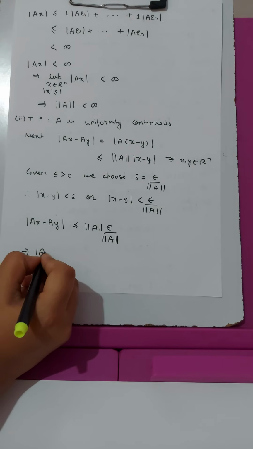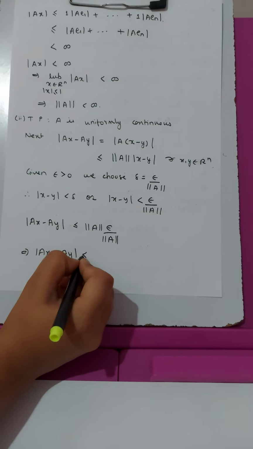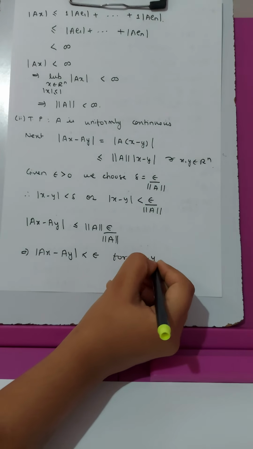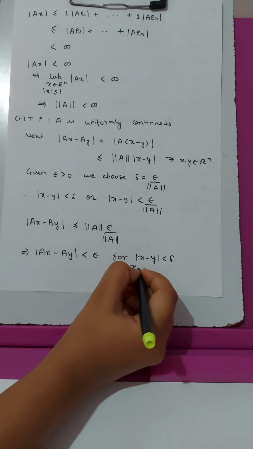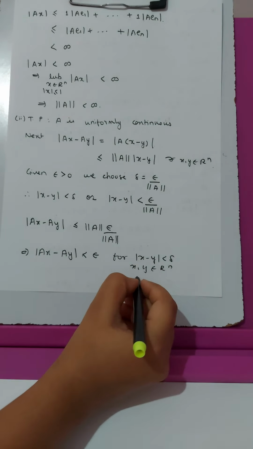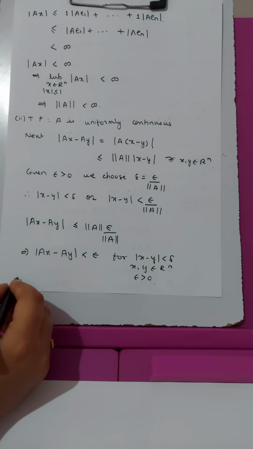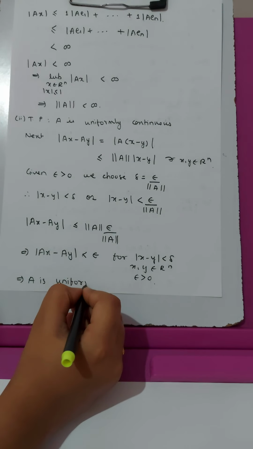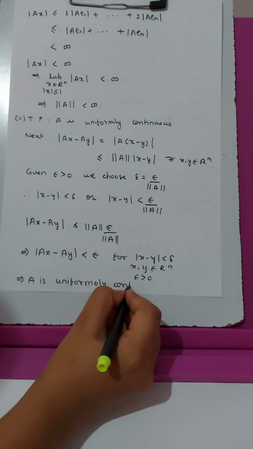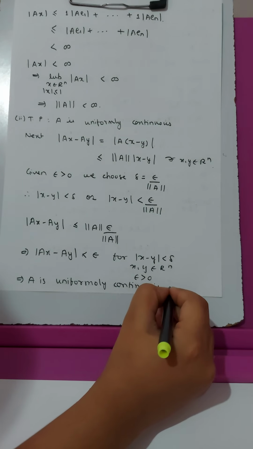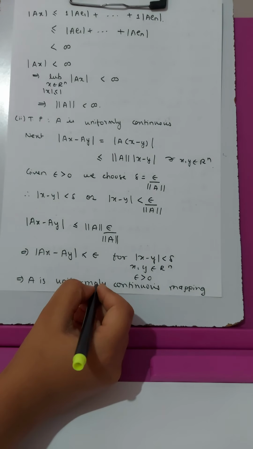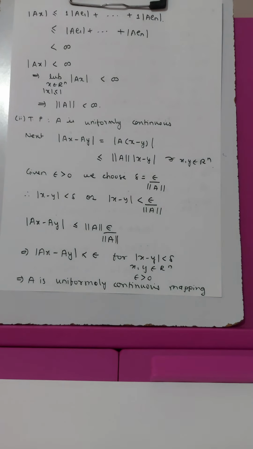This implies that mod of Ax minus Ay is less than epsilon for mod of x minus y less than delta, for x, y belonging to Rn and epsilon greater than 0. This implies that A is uniformly continuous. A is a uniformly continuous mapping, or A is a uniformly continuous linear transformation, and hence this theorem is proved here.